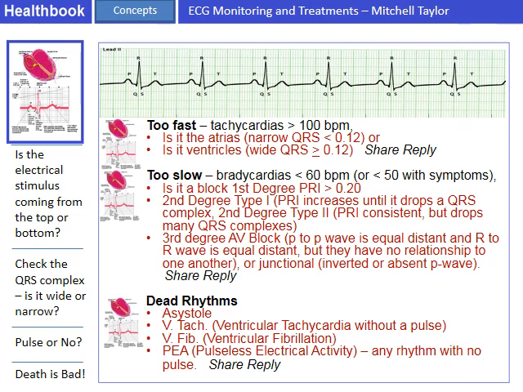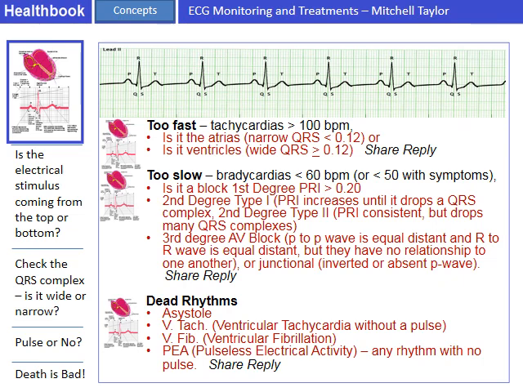Again, is this a narrow complex rhythm? It means the stimulus is probably coming from the top part of the heart. If it's a wide QRS, which is more than what? That's right, the 3 boxes. Then the stimulus would be coming from the ventricles. So we'll look at that.